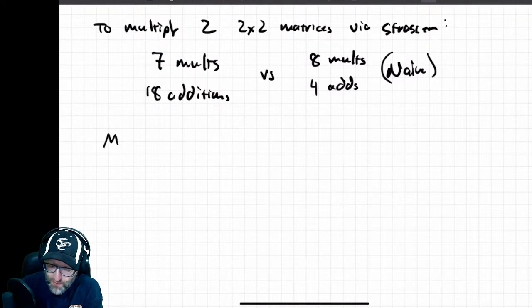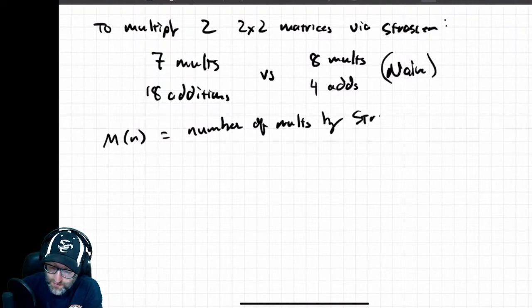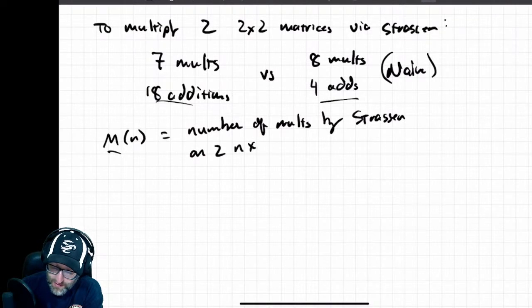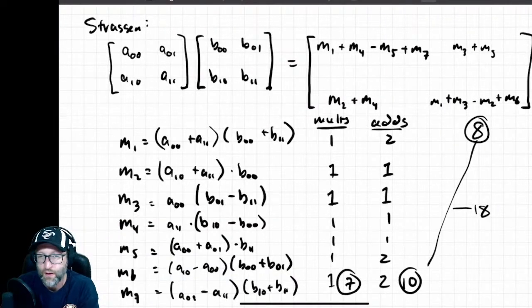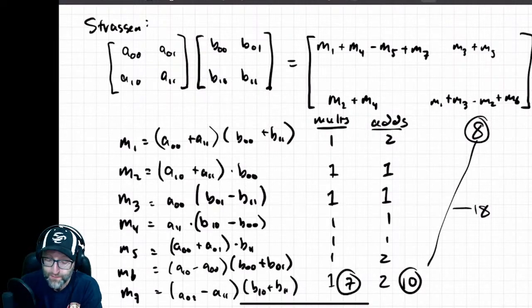Again, let's set up the number of multiplications. We're going to set up a recurrence relation here. Number of multiplications by Strassen. And again, we're going to end up ignoring all these additions because we're only capturing multiplications. The number of multiplications by Strassen on two n by n matrices. Right? These identities will work equally well on matrices of any size.